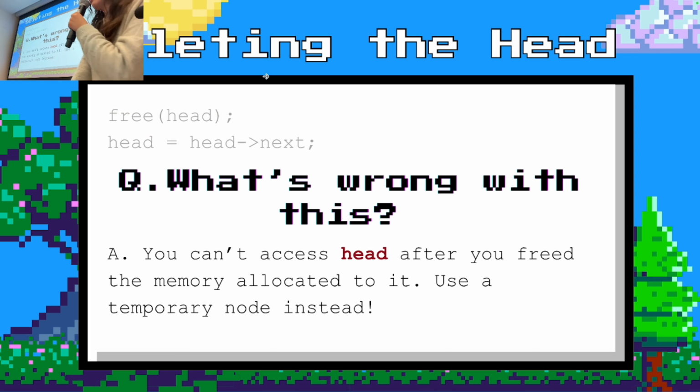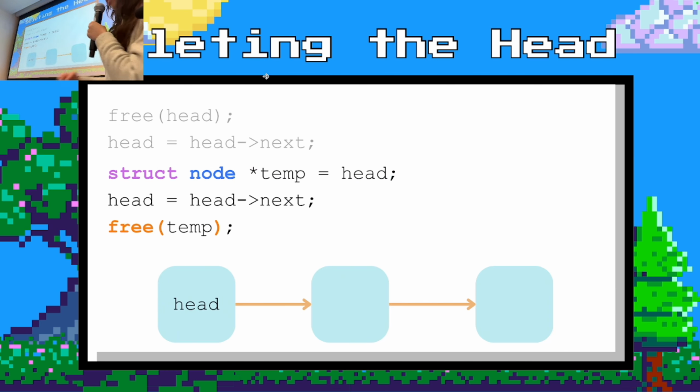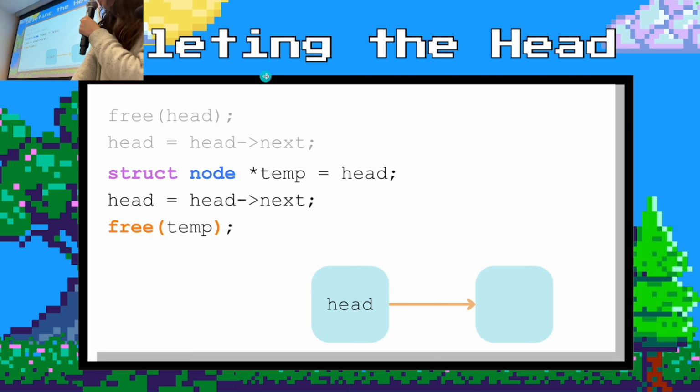So what you should do instead is use a temporary node. You assign a temporary node to point to head, and then you change the value of head, and then you free the temporary node so that you don't cause any errors and you don't lose any data that way.